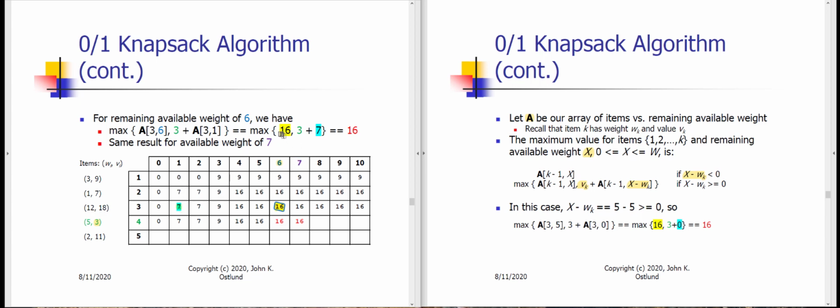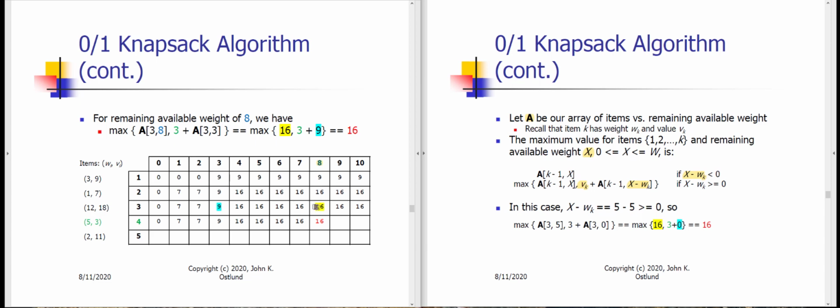Well, once again, the maximum of 16 and 10 in this case is 16, so we still end up with a 16. And if we move on to column 7, we see exactly the same situation. We end up with 16 in that column as well. So now let's move on to column 8. Here in column 8, we have 8 units of available weight in our knapsack.